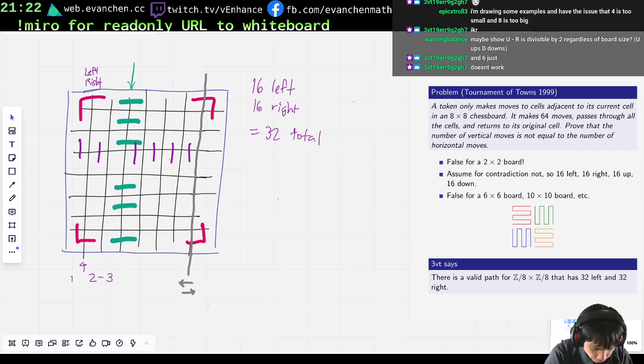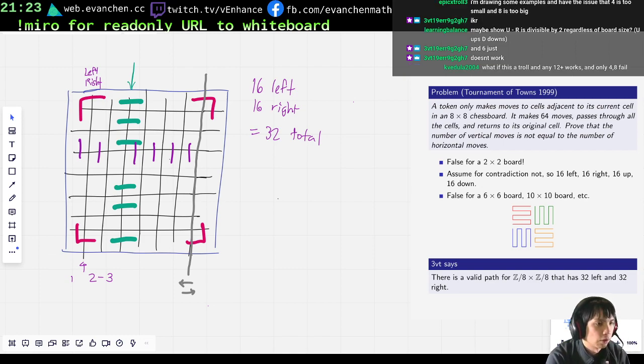Here's a thought for you. Wait a minute. No, never mind. Maybe I can show up minus right is divisible by up minus down. No, but... oh, I see. 12 plus works.